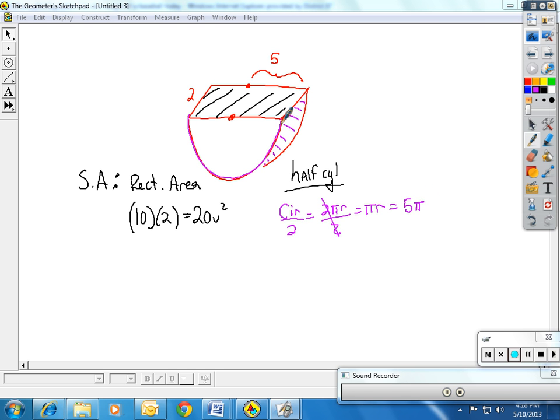I'm going to multiply this perimeter and multiply it by that depth, which is 2. So my lateral area is 5 pi times 2, or 10 pi. So that gives me all the purple, and then I need this base in here.